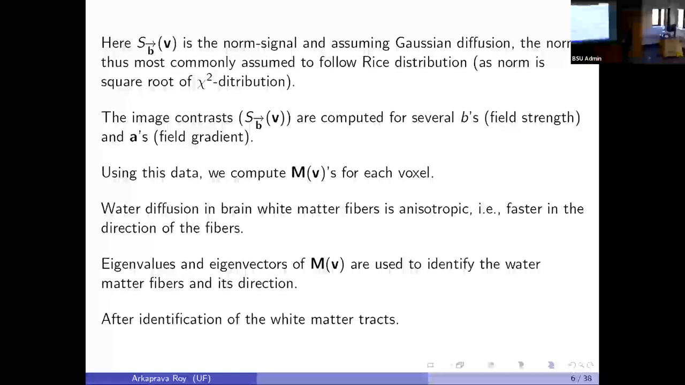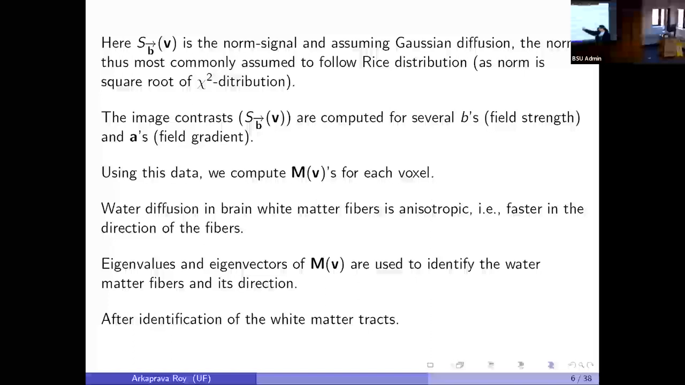Now, after we estimate the MV, it is known that water diffuses along the white matter. So if it is white matter, then water diffuses along the white matter. If it is non-white matter, like gray matter or something, then water can diffuse in any direction. So it is more anisotropic along the fiber.